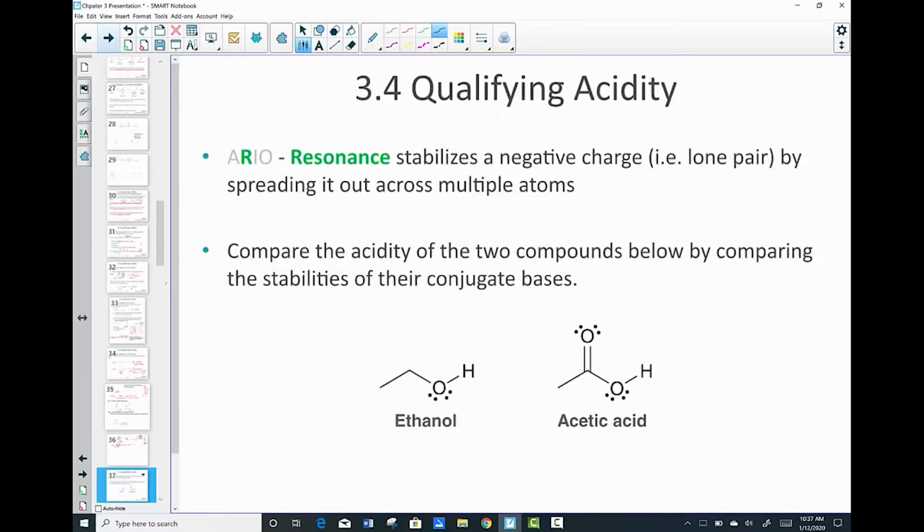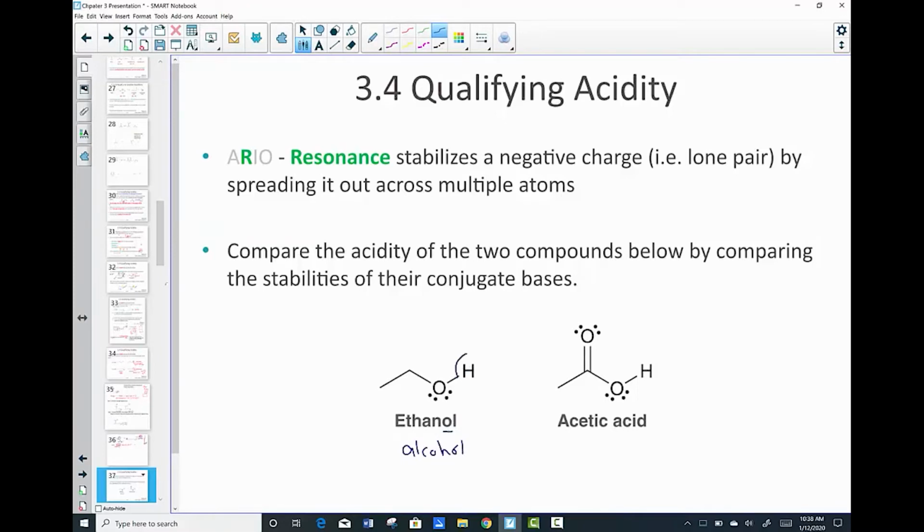Let's try the next letter together, the R. ARIO stands for resonance, the letter R. The ability to stabilize a negative charge, which is that lone pair of electrons, really increases with the ability to spread it out across multiple bonds. So if you notice a proton adjacent to a pi bond, we have the ability to form resonance structures. And those resonance structures highly increase the stability because we can take that negative charge and distribute it through multiple places. So for example, in ethanol, this is the functional group we are learning that is an alcohol.